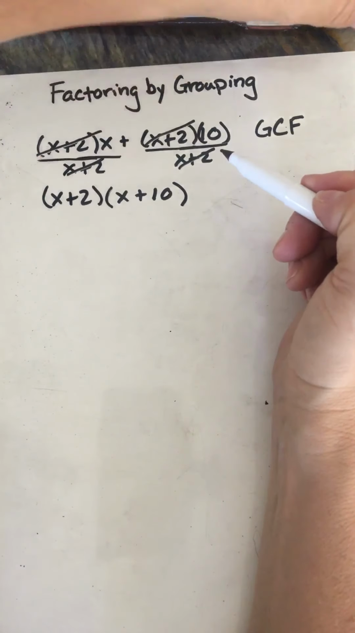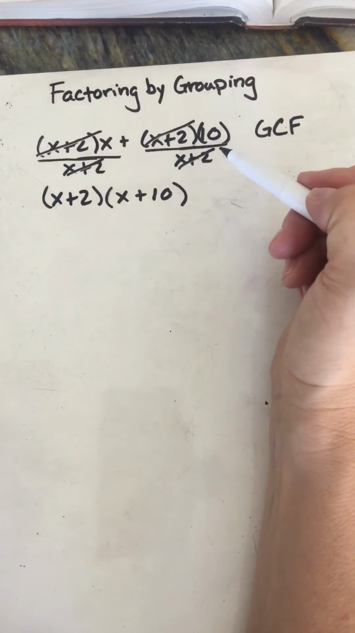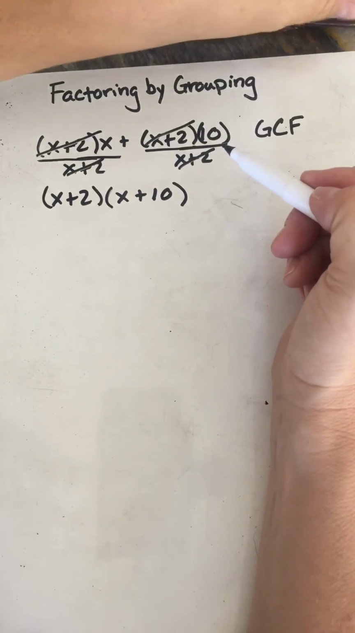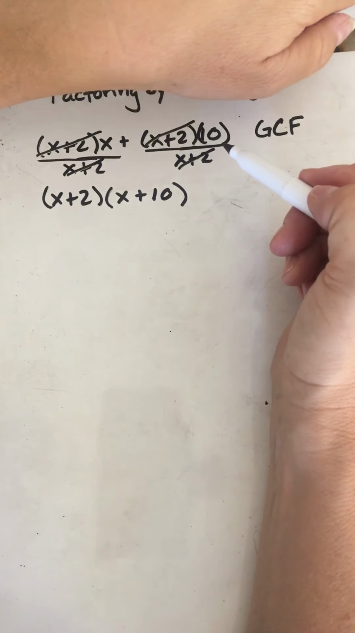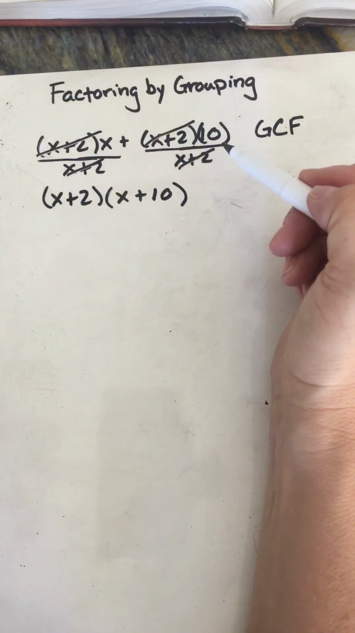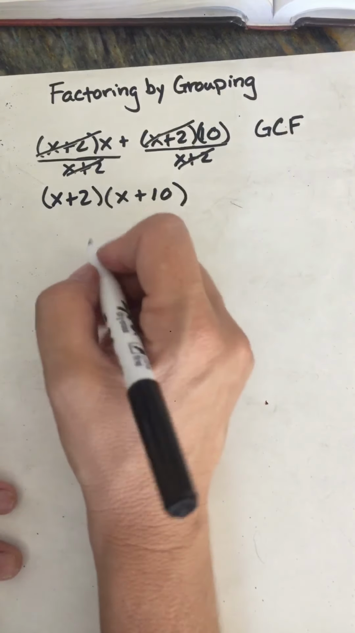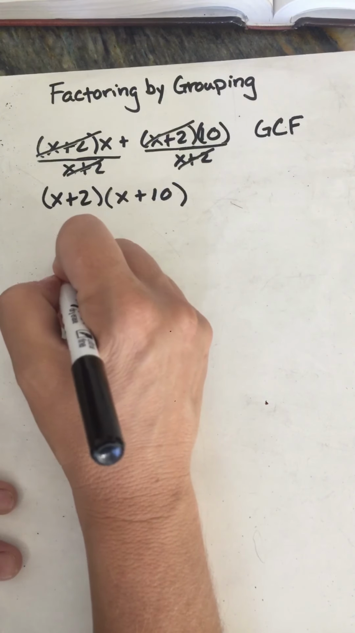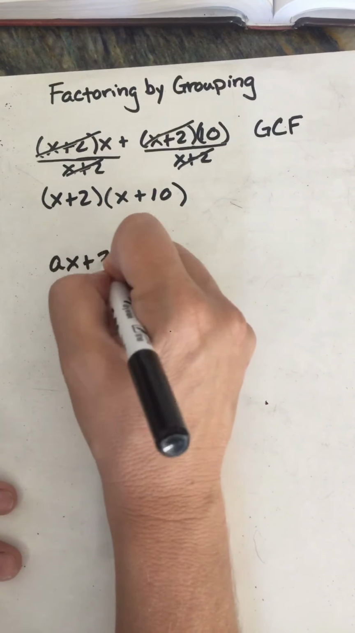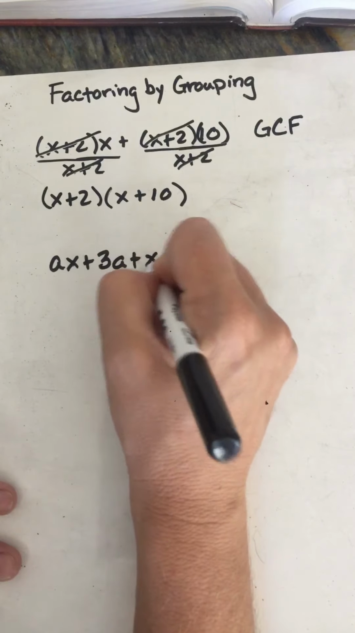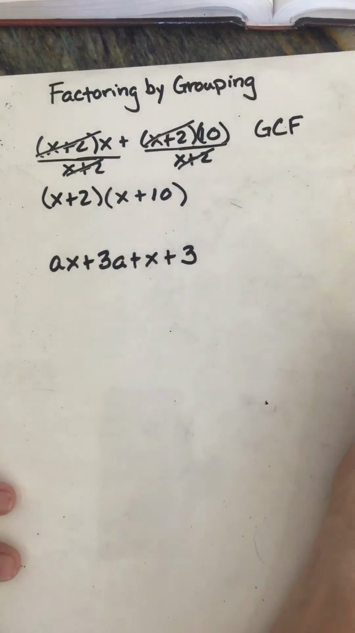So let's use this idea to work on some more difficult trinomials that we need to factor. Actually, we're not going to do trinomials. We'll do a 4-term polynomial. So let's look at this one. We're going to factor ax plus 3a plus x plus 3.